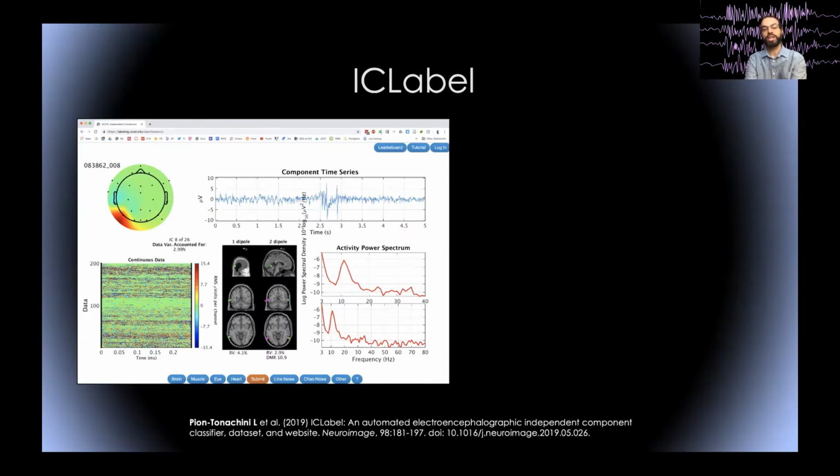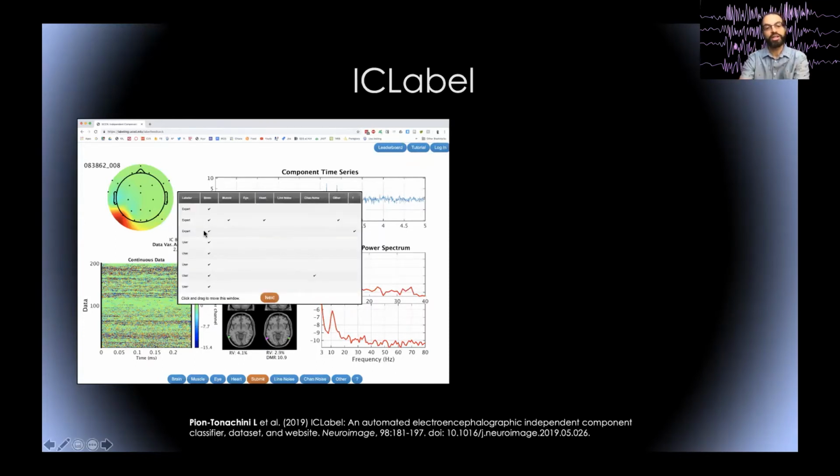in which first he crowdsourced labeling of ICA components. So he put 100,000 components on the web, and then he had a contest where people would label components and compare their performance with experts. So here you see this is when you label a component, so you say, oh, do you think this is brain? Do you think this is muscle? Do you think this is eye, heart, etc.? And then you can see what other experts are thinking about that. So you can not only label them, but you can learn.